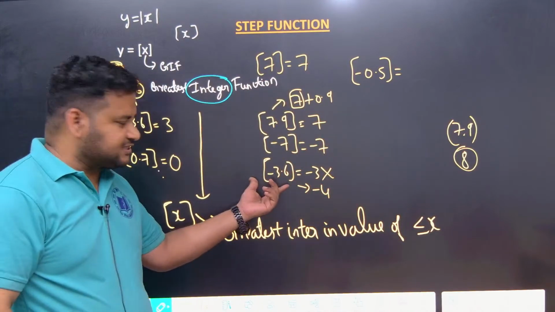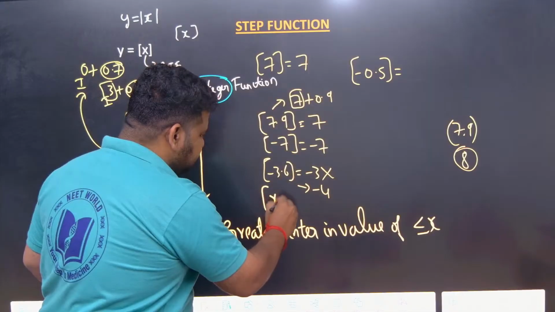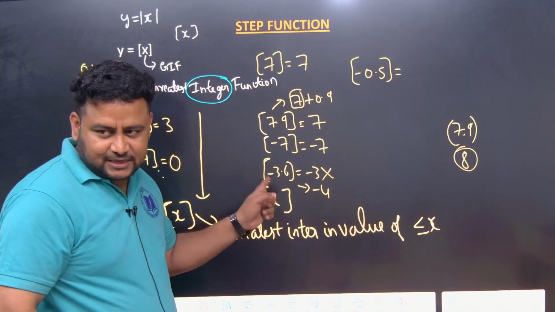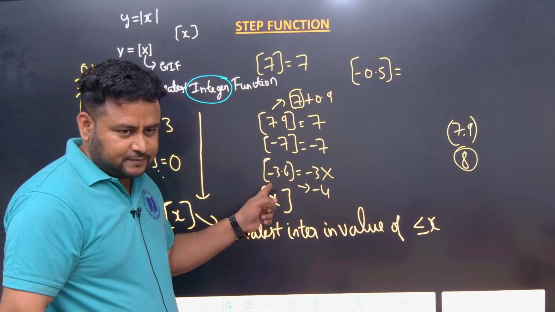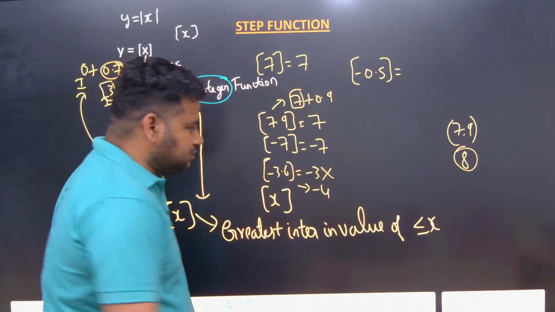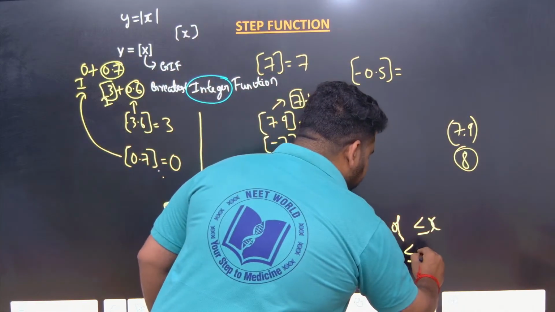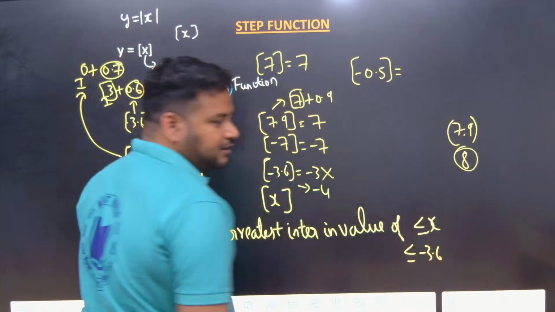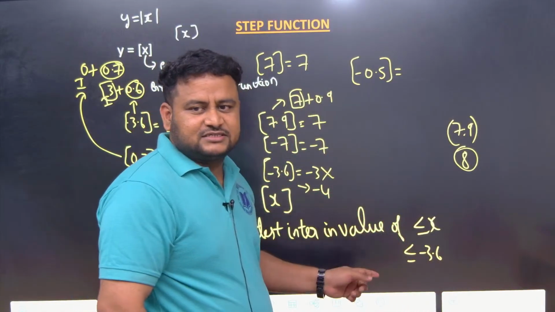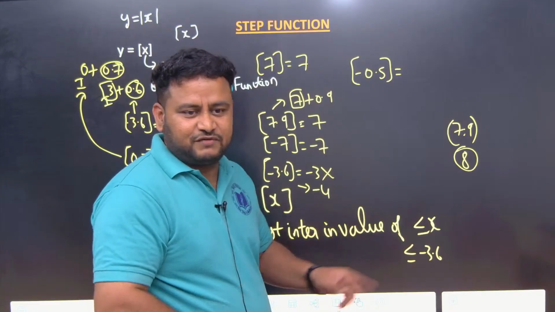Here our x value is minus 3.6. So we have to write less than or equal to. What are the values we get less than or equal to minus 3.6? Less than this, what will you think? You will write minus 3.5? Minus 3.5 is not less than this.